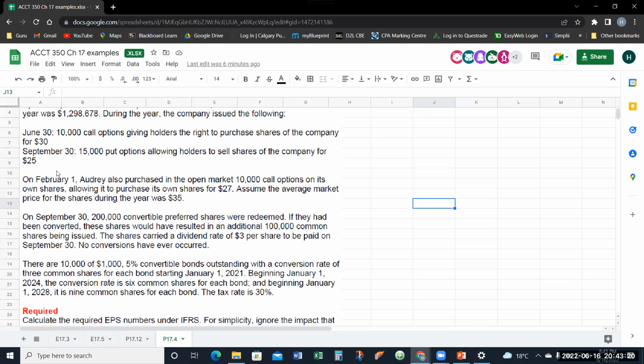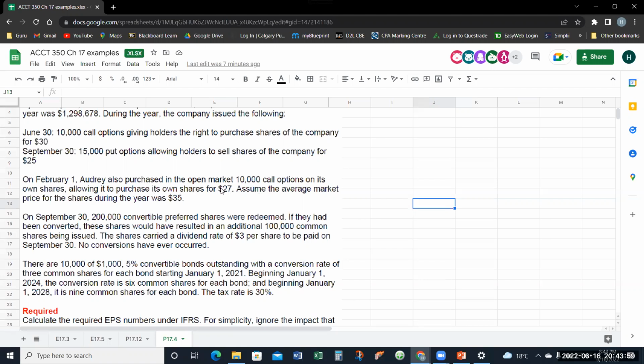So for put options, exercise price has to be higher than the market price, just the opposite of the call. If you can remember what happens with the call options, for put options you do just the opposite and you'll be good. Otherwise it makes it a little bit harder to remember everything. So try and remember the call options. For call options, you want the exercise price to be less than the average market price. What about this one? Audrey purchased in the open market 10,000 call options, allowing it to buy its own shares for $27.